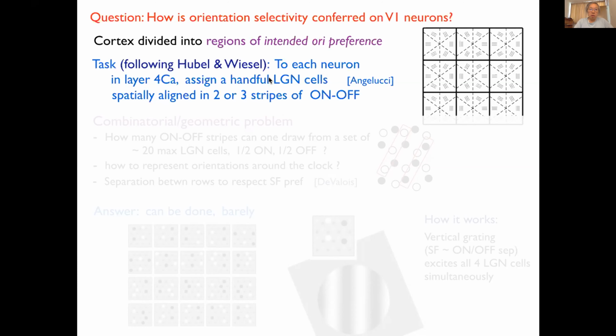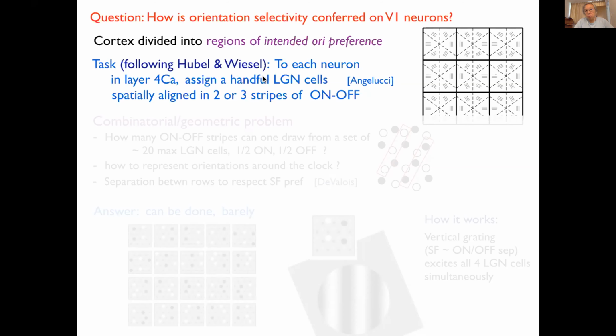Well, the answer was suggested to us, or provided for us, however you see it, by Hubel and Wiesel. In this scheme, cortex is divided into regions of intended orientation preference, as I've shown you before. The bars indicate the intended orientation preference. The task in building the model is that to each neuron in V1, we assign a handful of LGN cells that are supposed to be spatially aligned in 2 or 3 stripes of on and off. This is what Hubel and Wiesel showed us, and I'm going to show you what I mean by that. But first, a word about the number.